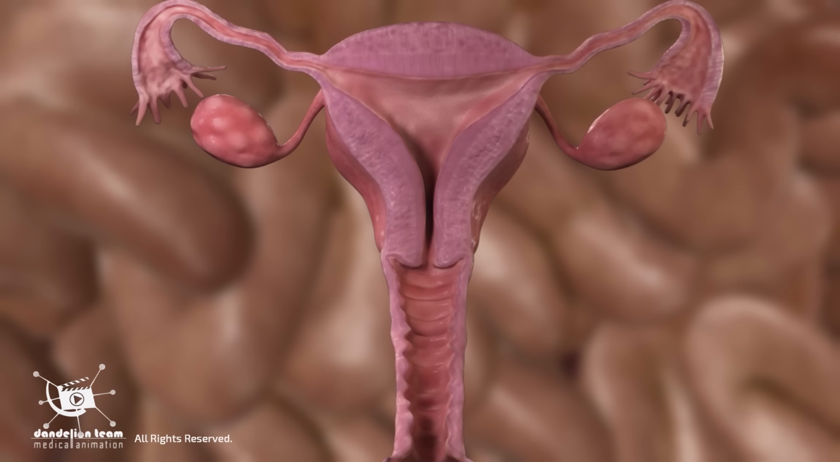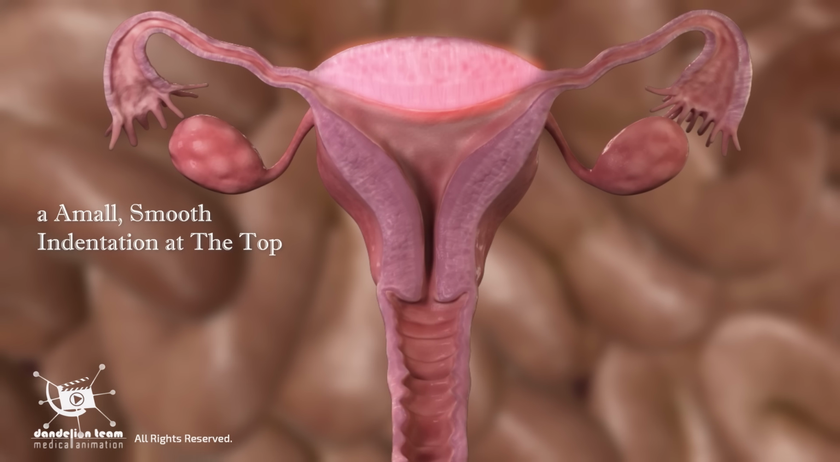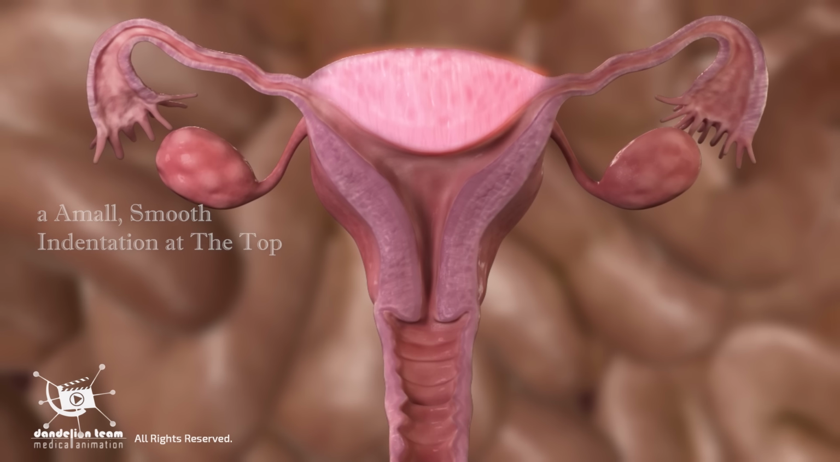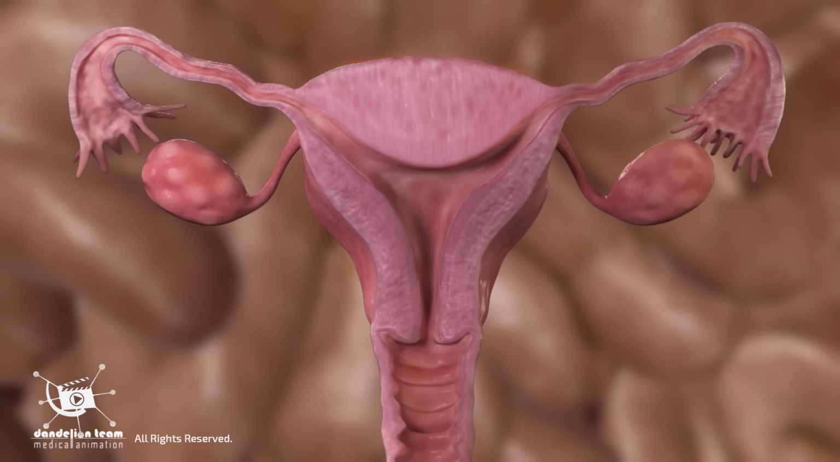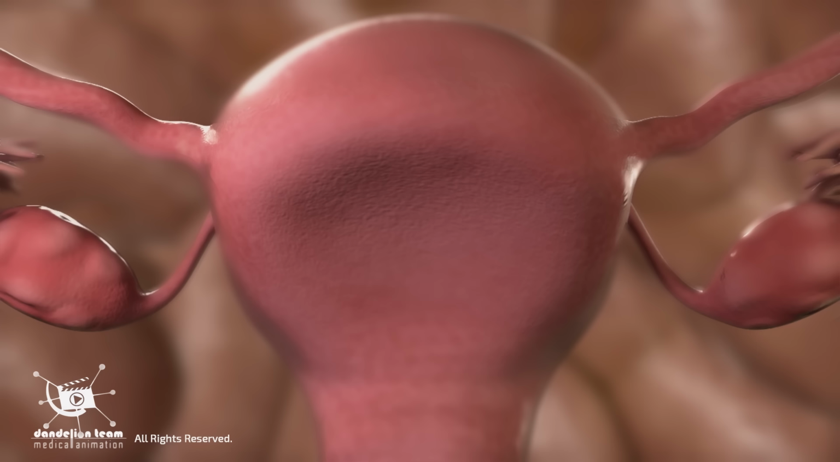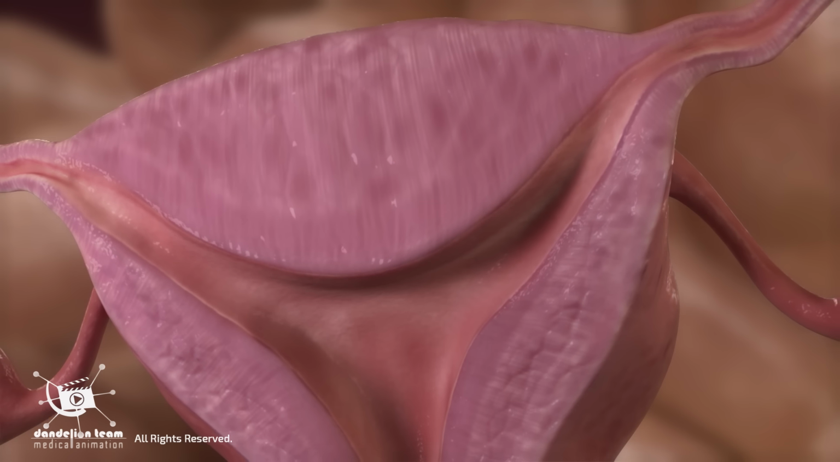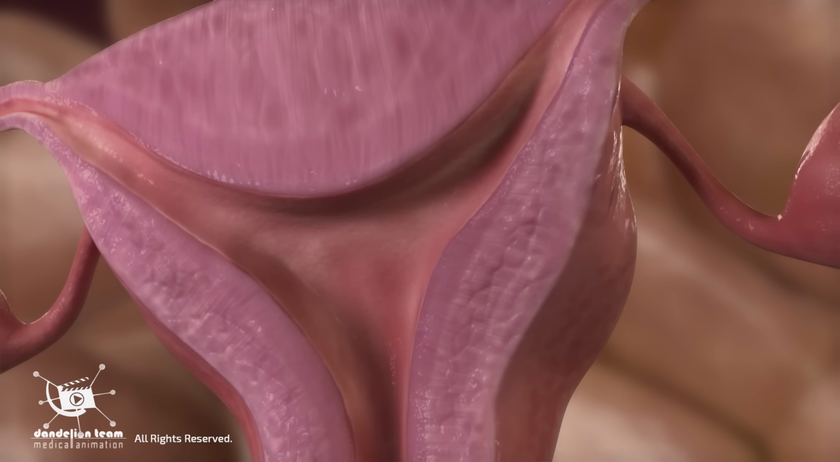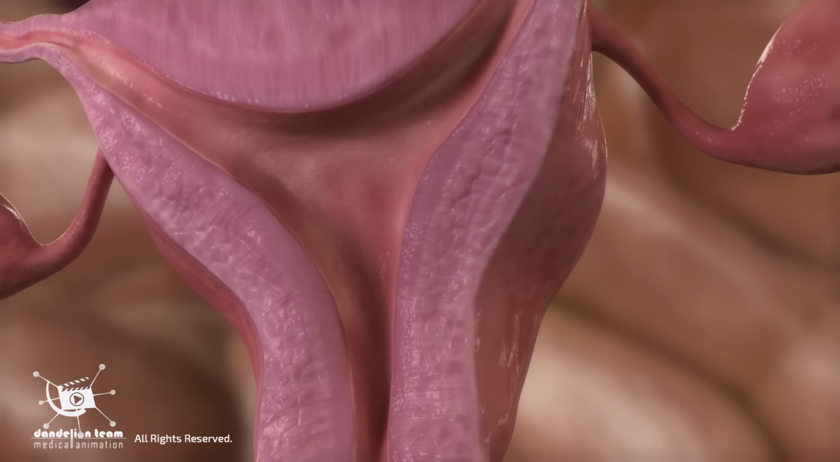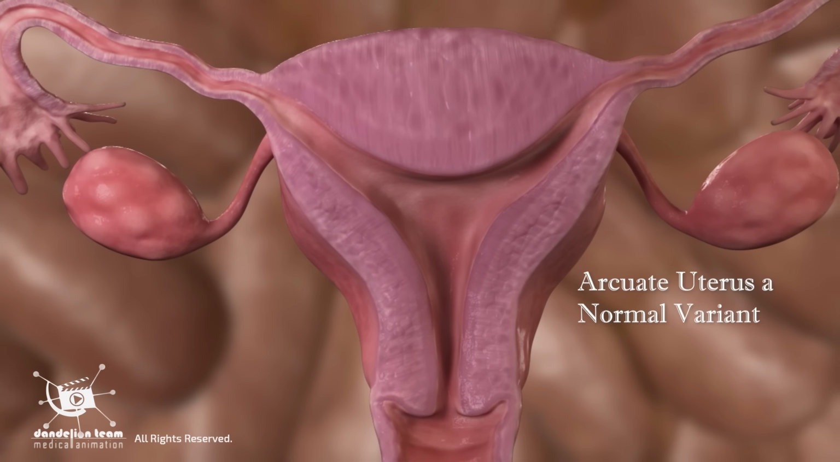An arcuate uterus is a mild anatomical variation in which there is a small, smooth indentation at the top, the fundus, of the uterine cavity. Unlike septate or bicornuate uteri, the external shape of the uterus remains normal, and the indentation inside the cavity is shallow and broad rather than dividing the space.